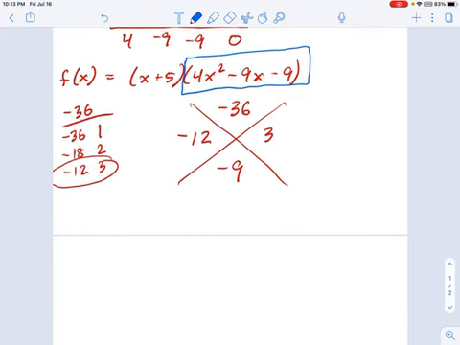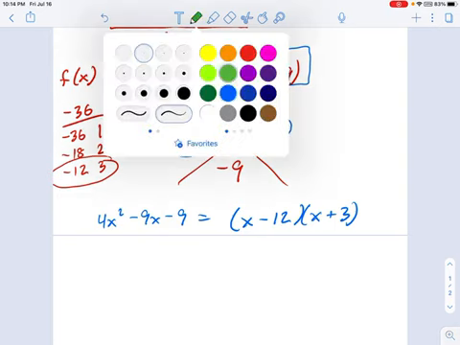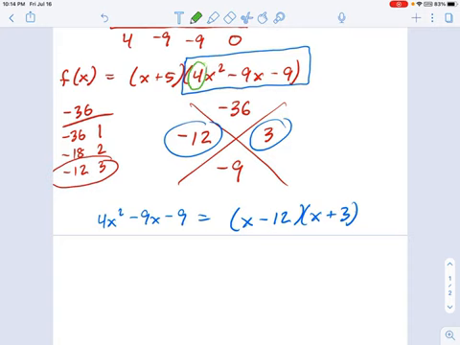Now I'm going to write this 4x squared minus 9x minus 9 as x minus 12 and x plus 3, right? I took those two side numbers. But remember, when you're dealing with one of these polynomials, which has a number in front of the x squared, the way we have to deal with that is by dividing each of these by whatever that number was. So in this case, I'm dividing by 4. Let's rewrite this. 12 over 4, that's 3. And 3 over 4 is not reducible. So I take that 4 and I bring it over in front of the x. So this becomes 4x plus 3.